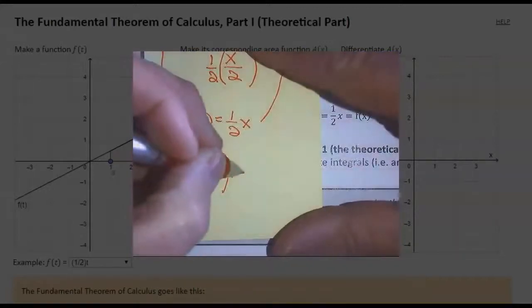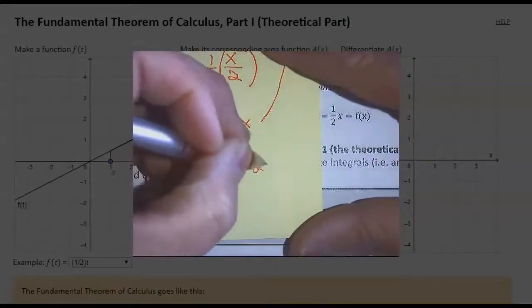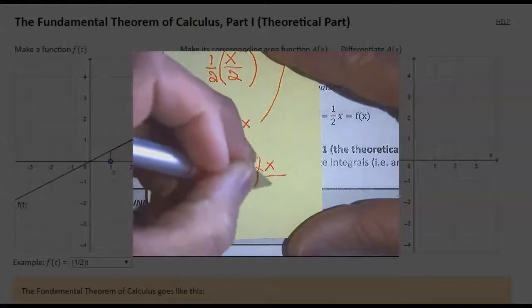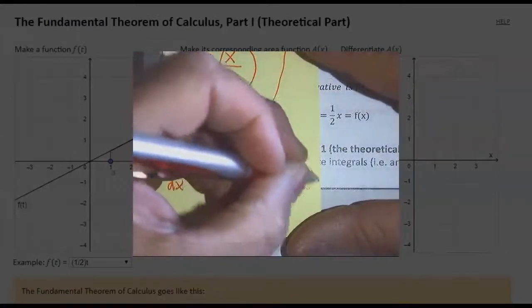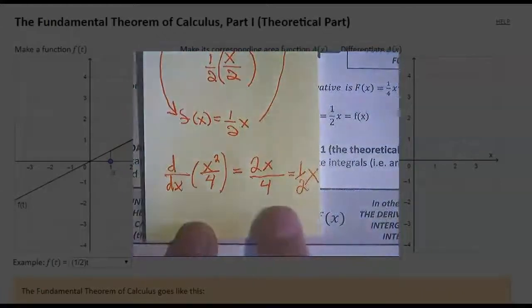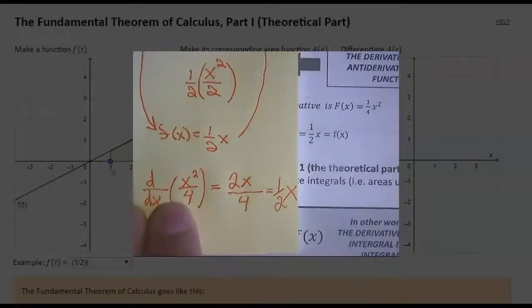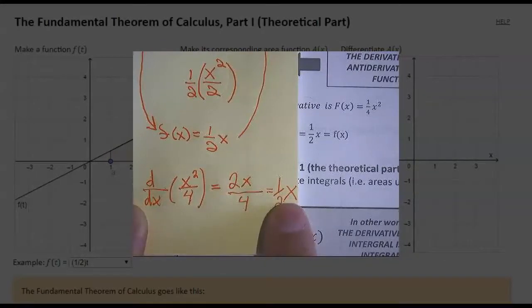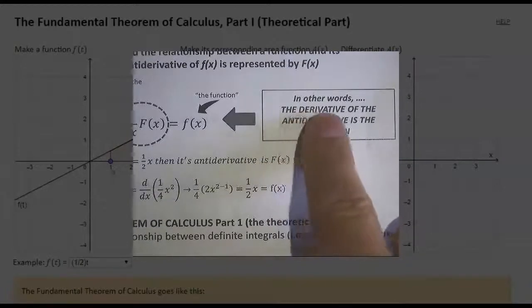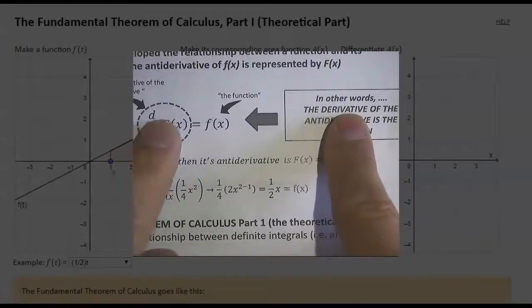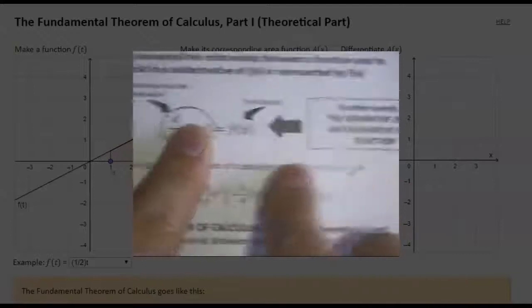Okay, so the 2 comes out front, subtract 1 from the exponent, and then reduce that, and you get 1/2 x. So the derivative of the antiderivative is the function. That's what I wrote right here. The derivative of the antiderivative is the function.